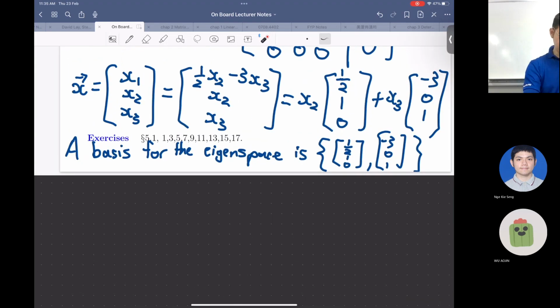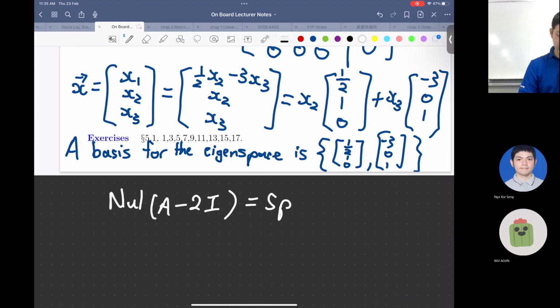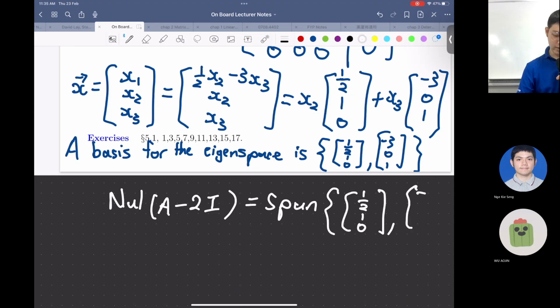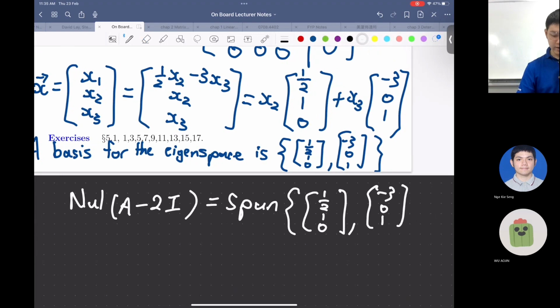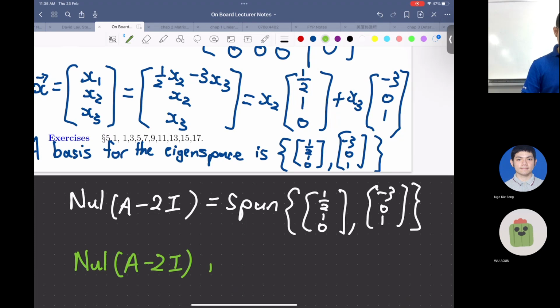So one way you can write is, the eigenspace A minus 2I is the span of these two vectors. So one way you can say that this null space is a span of these two vectors. In the notes, let me demonstrate to you what you do. So you write these two.